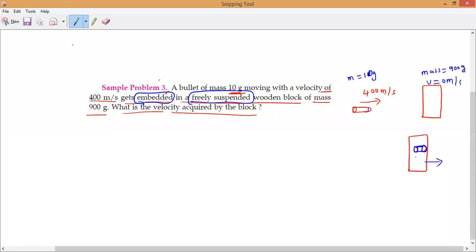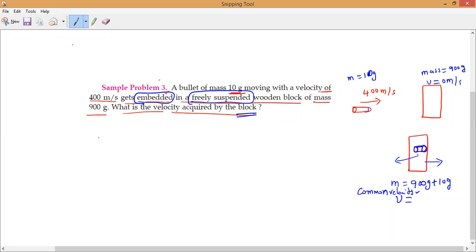Then what is the mass of that one? Once the bullet is embedded, the mass increases: the mass of the wooden block plus the mass of the bullet. Is it right or wrong? They're together now, and together they are moving after striking. That is why we have to find the common velocity, the velocity acquired by the block they are asking. Understand everybody? So let me consider the law of conservation of momentum.